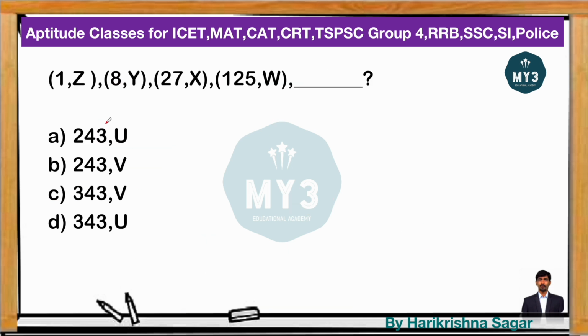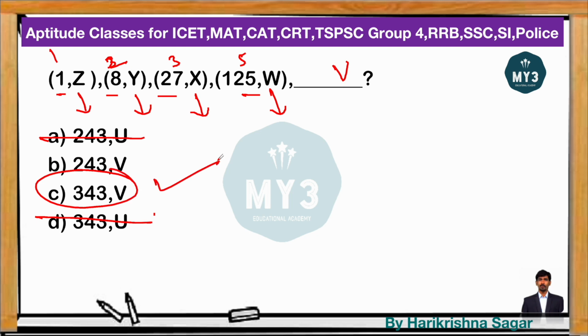So let's look at another question. So 1, 8, 27, 125. What are these numbers? 1 cube, then 2 cube, 3 cube, and 5 cube. So next one may be 7 cube. So let's look at the other thing. This is Z, Y, X, W. So your answer choice should end with V. So eliminate these two options because it's a 7 cube. Mark the answer option C.